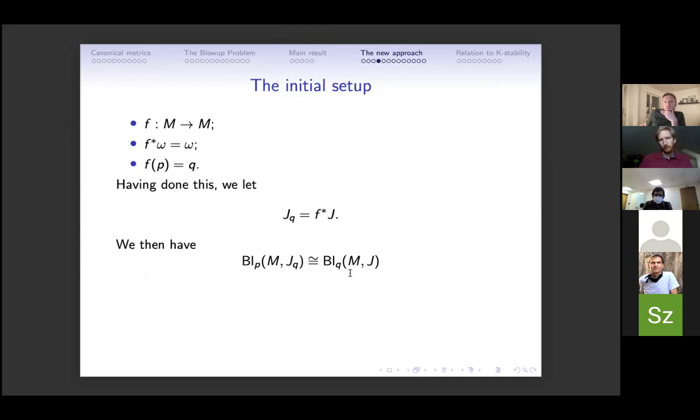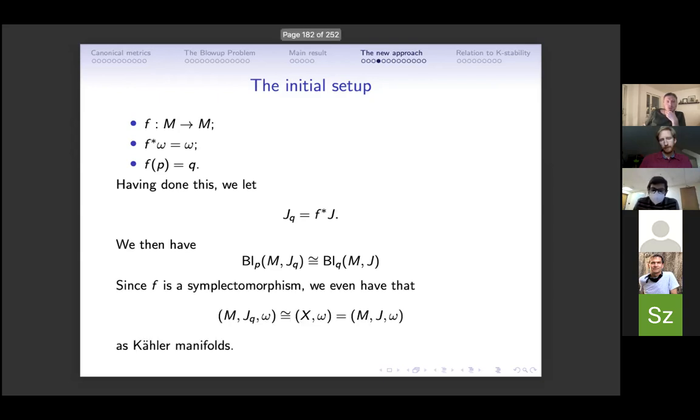So the point is that we have constructed some sort of symplectomorphism that allows us to view blowing up in Q as blowing up in P, just with a different almost complex structure. And that's the thing we want to do. We want to always work with blowing up the same point P no matter what, and then let the JQ vary instead. And since this is a symplectomorphism, the two Kähler manifolds we have before and after pulling back this almost complex structure are the same. So we're starting with the same sort of data, but we're just having a different viewpoint on it.